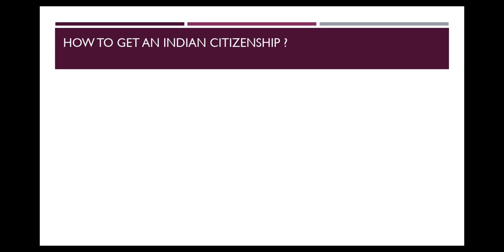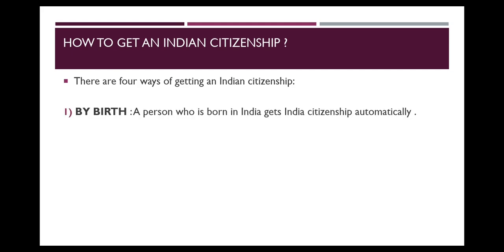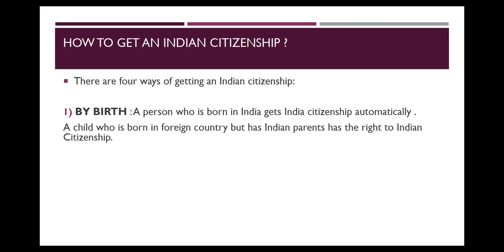How to get an Indian citizenship? There are four ways of getting an Indian citizenship. By birth: a person who is born in India gets Indian citizenship automatically. Whoever is born in India gets Indian citizenship automatically. For example, we were all born in India, thus we are all Indian.